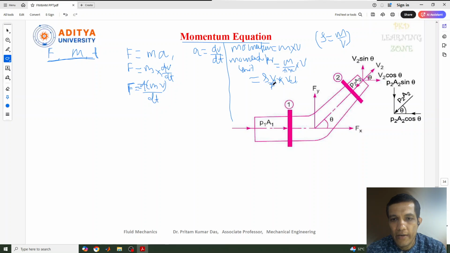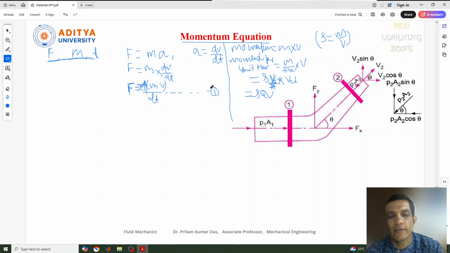Now volume per time is the volumetric flow rate, which we can write as the discharge or the rate of flow, Q. So we can write rho into Q into V. This is our momentum per unit time. Up to here, you understand force equals the derivative of mass into velocity. This one we can call equation 1.